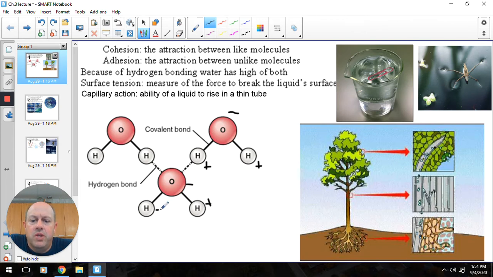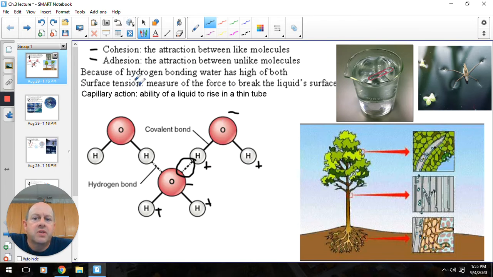So in between the water molecules, then, that is going to be the hydrogen bond. That's a pretty strong little bond that helps glue this water molecule to this water molecule. And because of that, we have properties like cohesion and adhesion. Cohesion is going to be the attraction between molecules that are the same, like water on water. Adhesion is going to be the attraction between different molecules, like water on glass.